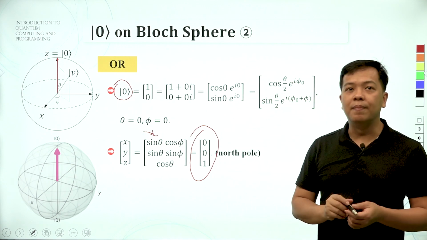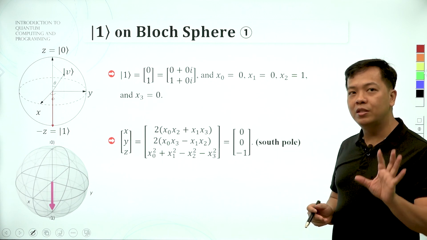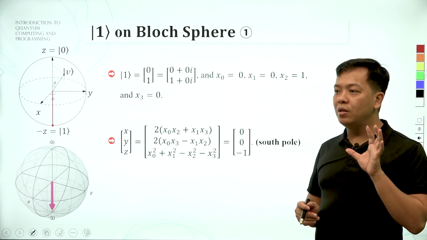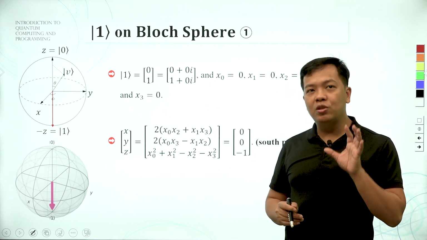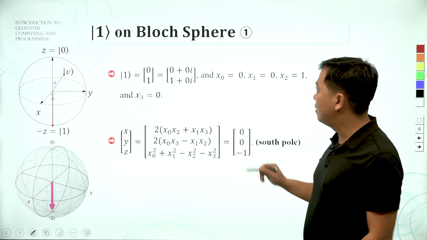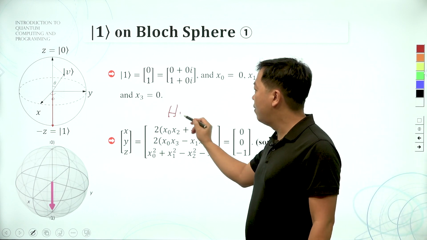For quantum bit 1 we have the same, and for quantum bit 0 we have two ways to represent it. Quantum bit 1 has the same. The first one is that you can use the Hopf map.